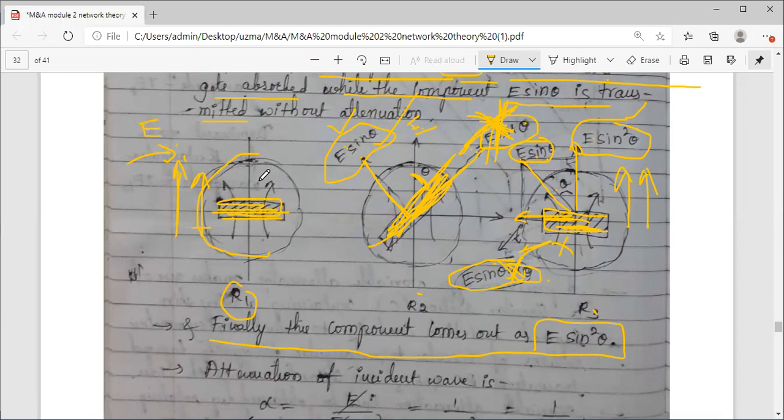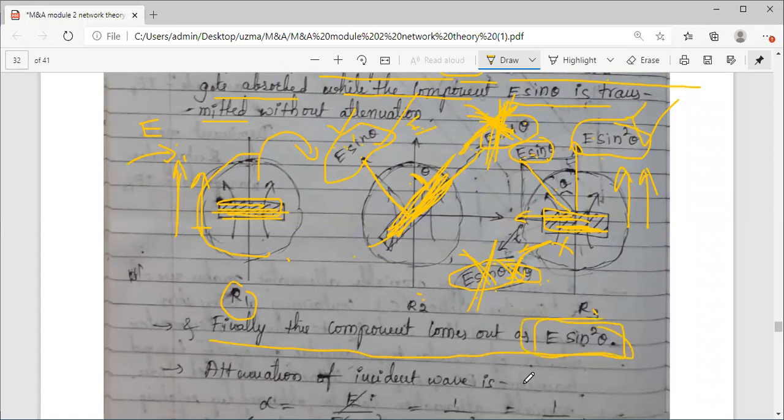After that, what is happening? There is a conversion from TE10 to TE11 mode. Here at the resistive card R2, we have horizontal and vertical components. The horizontal component is absorbed, only the vertical component will move. This vertical component E sin theta is again resolved into two components, E sin theta cos theta and E sin square theta. Out of these two, one will be absorbed, only E sin square theta will be transmitted without attenuation. So the final product is E sin square theta.